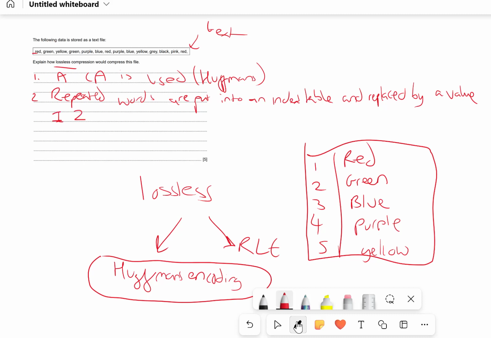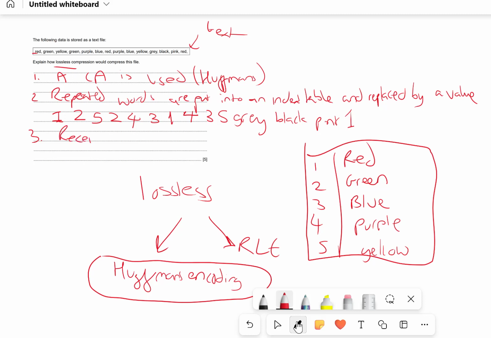1, 2, 5, 2, 4. Blue is 3. Red is 1. Purple is 4. Blue is 3. Yellow is 5. Grey is grey. Black is black. Pink is pink. Red is 1. So that's what's going to be sent to the other person. It's way shorter than this in terms of characters.